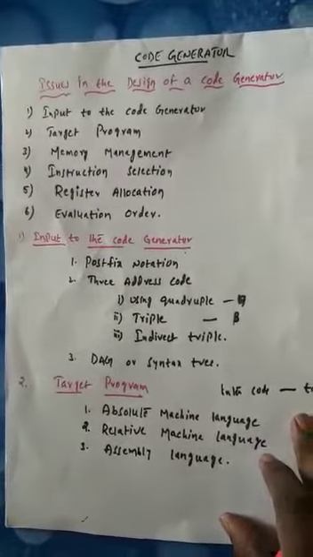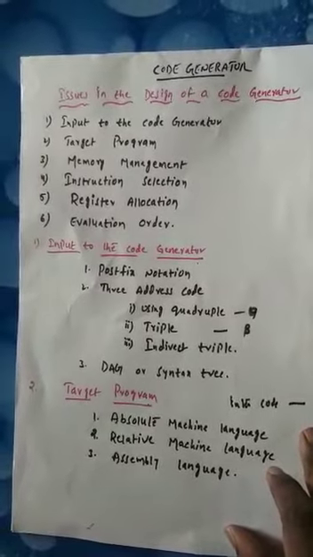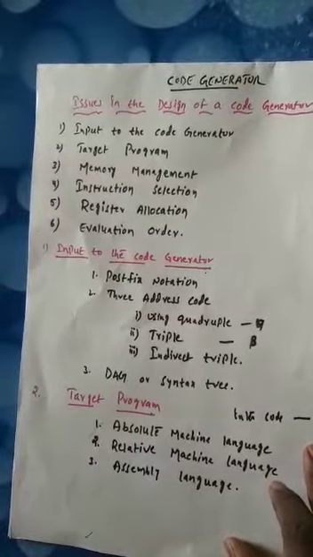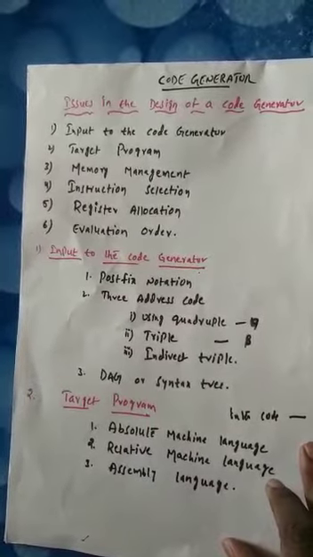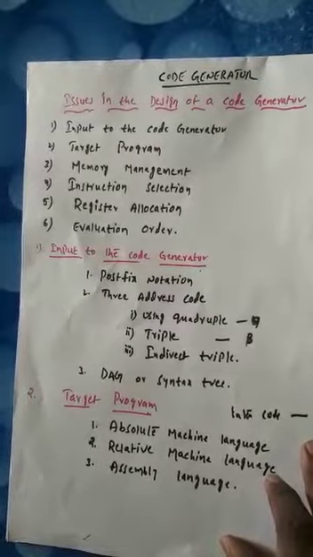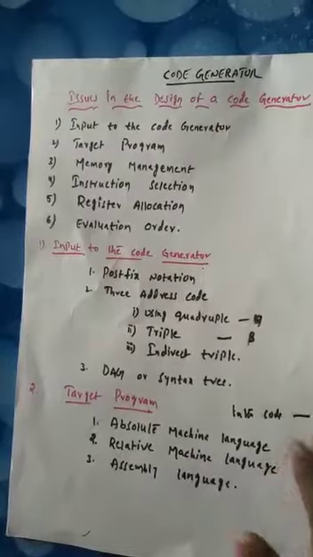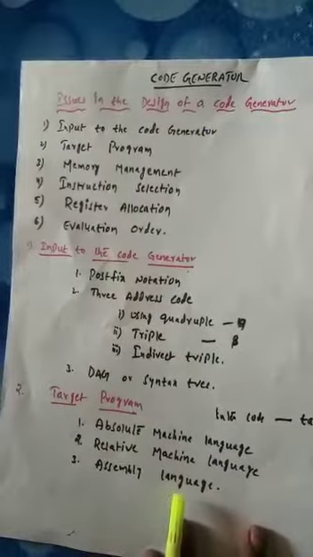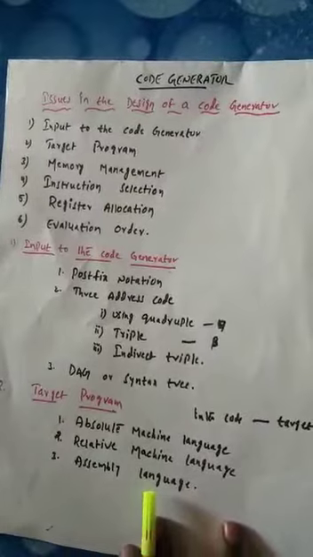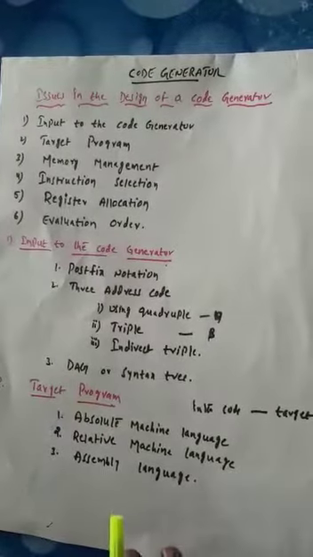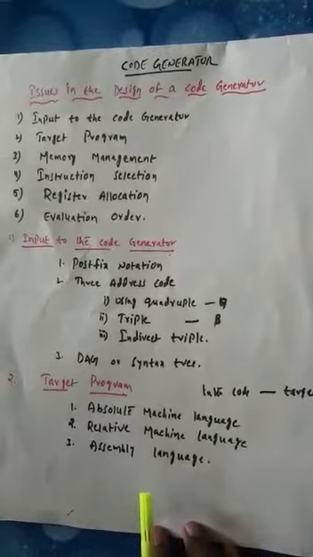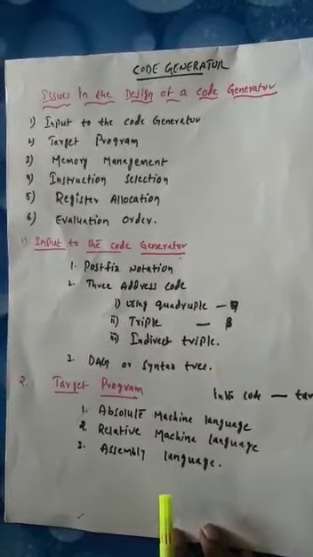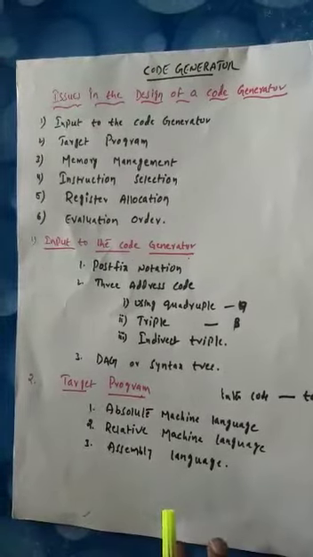If you want to design a code generator, we need to follow some rules. Those rules can be called design issues. There are six different design issues of a code generator. Those are: first, input to the code generator; second, target program; third, memory management; fourth, instruction selection; fifth, register allocation; and sixth, evaluation order. By keeping these six design issues in mind, we have to design a code generator.